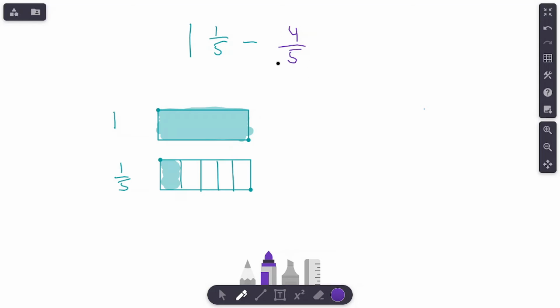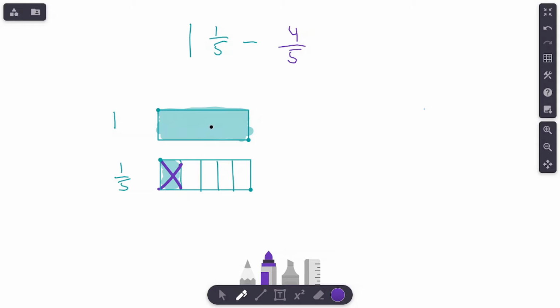Okay, so there is no whole number. I'm not sure if you noticed that. There is no whole number here, but there is a fraction, and we still need to subtract this, so let's do it. Let's subtract 4/5. All right, there is 1/5. All right, hold on now. Look, here's our 1 whole.